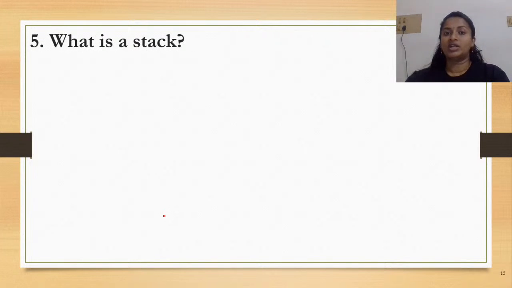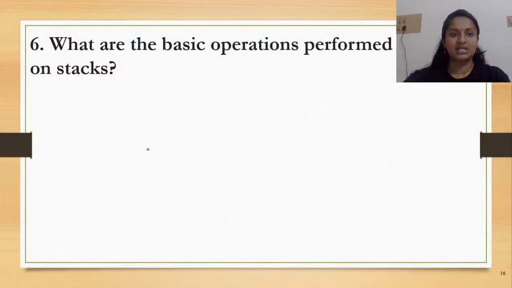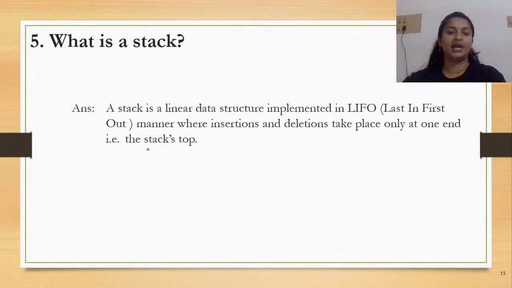So next, what is a stack? A stack is an example of a linear data structure. Now we already saw that. It is a linear data structure implemented in LIFO manner. Now what is LIFO? LIFO means last in, first out, where insertions and deletions take place only at one end, and this particular end is the top of the stack. So this is the definition of a stack.